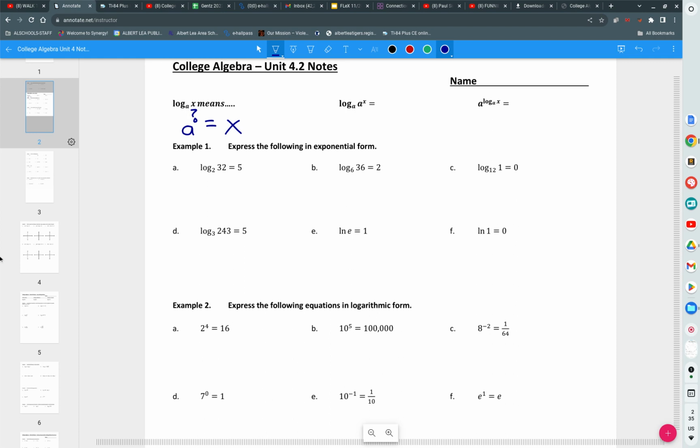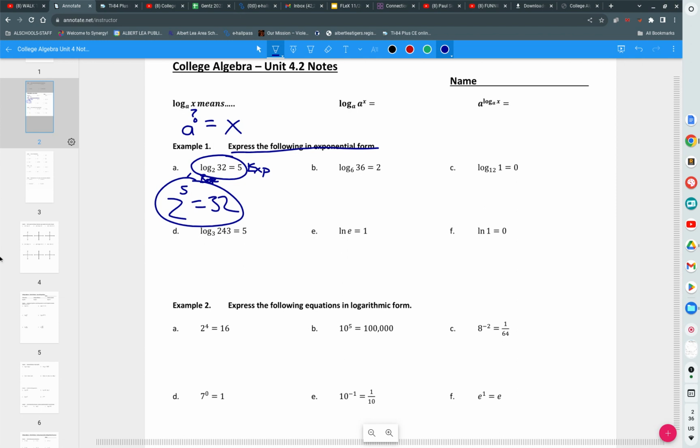Logarithms are useful for us because they help us find what we call exponents. So we're just going to start expressing these in exponential form. We have a base on the bottom and an exponent on the side. So this means 2 to the 5th power is equal to 32. These two things are absolutely synonymous. They mean the same thing. Everybody okay with that?